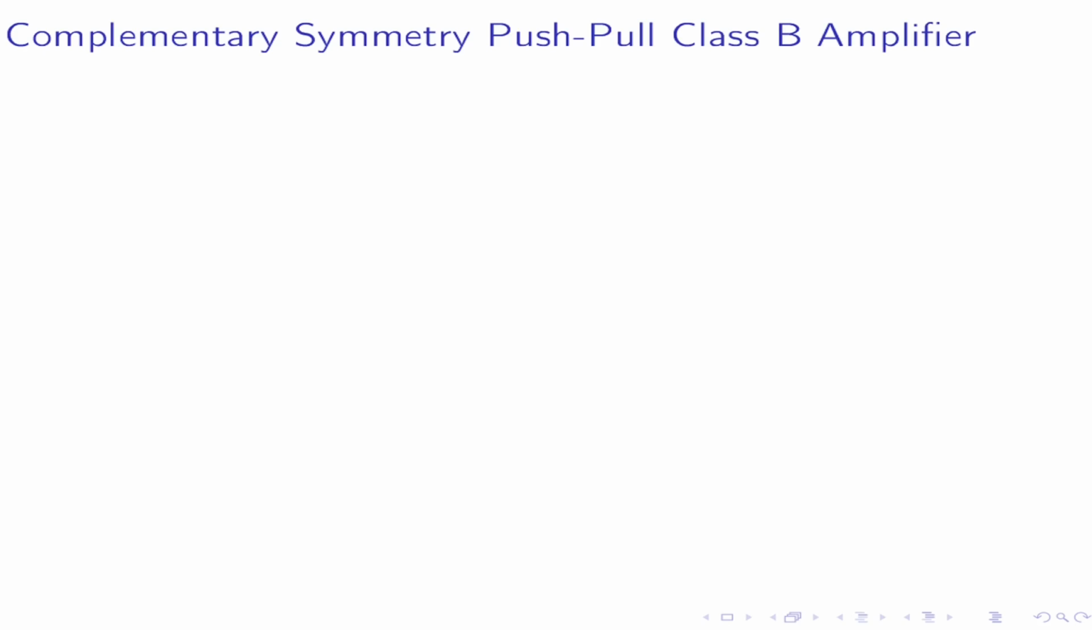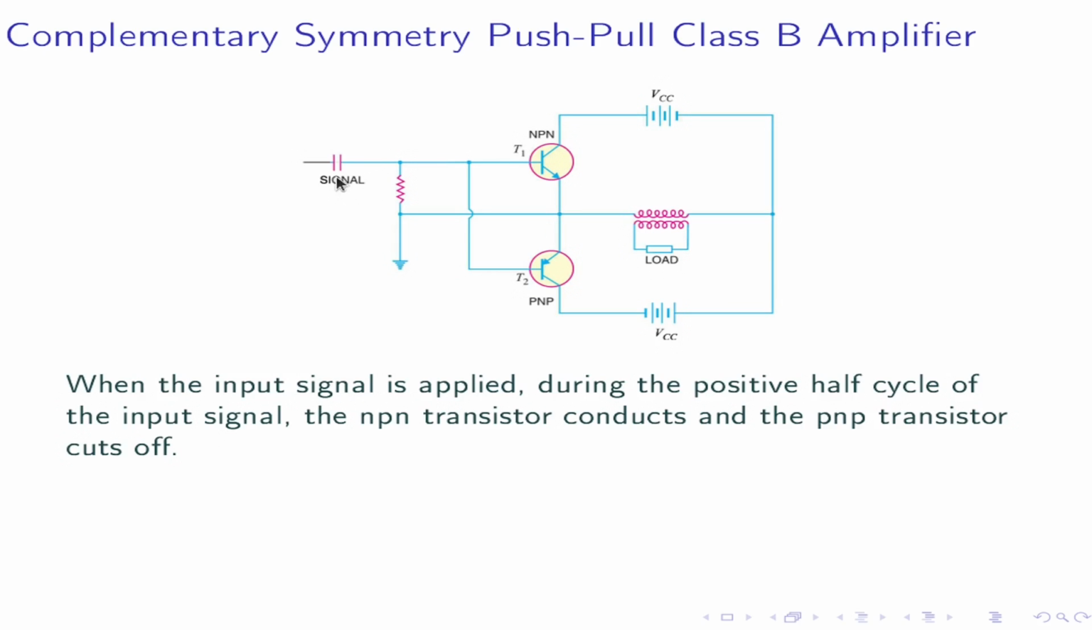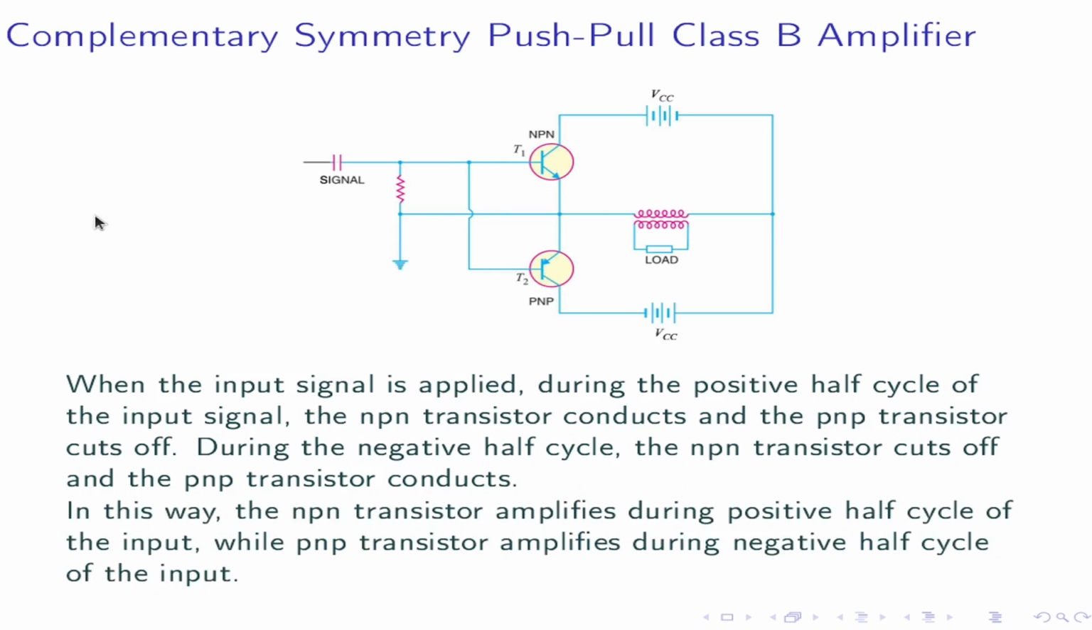Complementary symmetry push-pull Class B amplifier. One transistor is NPN, the other is PNP. During the positive half cycle of the input signal, the NPN transistor T1 conducts and the PNP transistor T2 is cut off. During the negative half cycle, the NPN transistor is cut off and the PNP transistor conducts. In this way, the NPN transistor amplifies during the positive half cycle of the input, while the PNP transistor amplifies during the negative half cycle of the input.